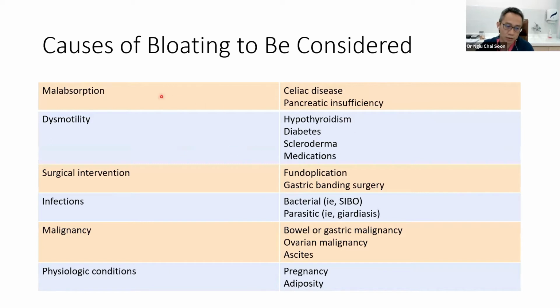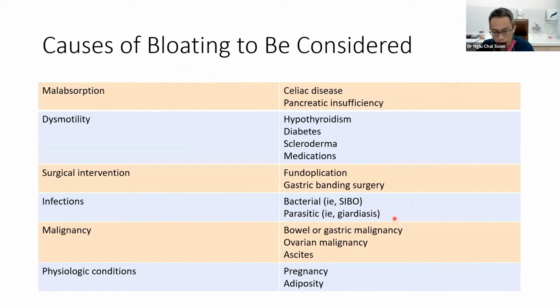And other causes that we need to consider are motility disorders, which usually are due to diabetes mellitus, hypothyroidism, or scleroderma. Some patients may also have medications that can cause bloating or constipation. Surgical interventions, things like fundoplications and gastric banding surgeries, are other things we need to consider. And not forgetting adhesions, which sometimes may also be associated with bloating. Infections, parasitic infections, or small intestinal bacterial overgrowth are other causes that may potentially cause bloating as well.